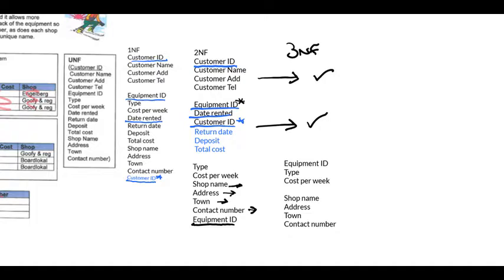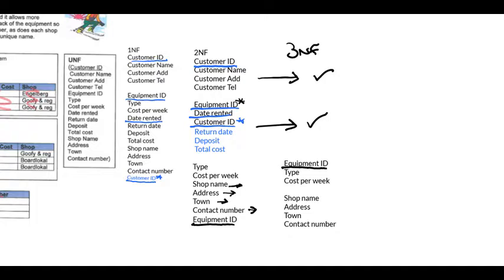So I'll just quickly draw the primary keys in again. So equipment ID is the original primary key. It's only got type and cost per week now in its own table. Shop name, address, town and contact number has been moved into a brand new table, but it needs a link to this equipment ID table.